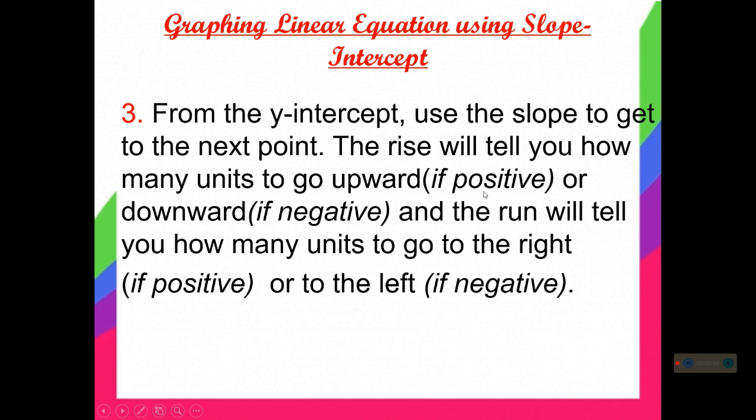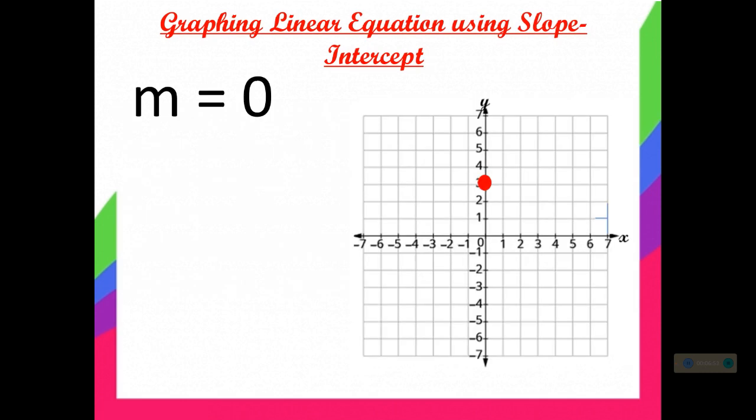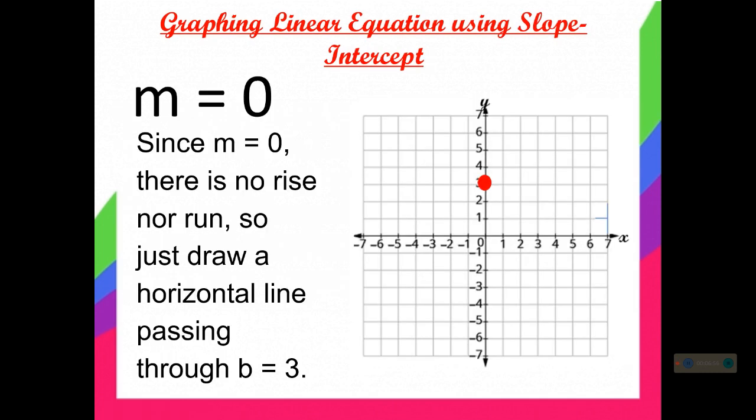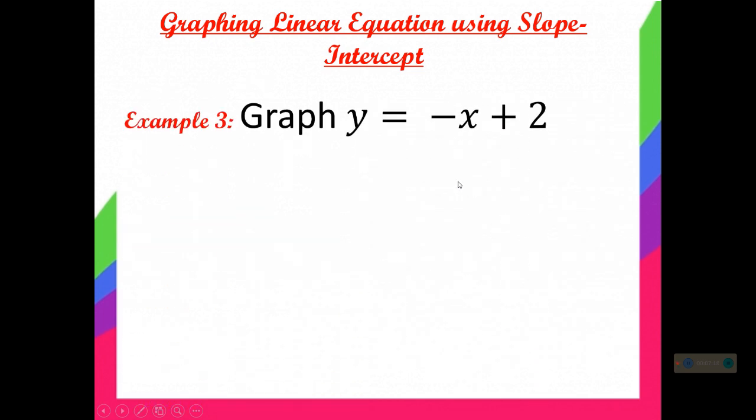And then after that, again, from the y-intercept, use the slope to get the next point. If m is equal to 0, or our slope is 0, there is no rise nor run. So just draw a horizontal line passing through b equals 3. Like this, this will be the graph of y equals 3. Is there any question? If you don't have, let's proceed with the third one.